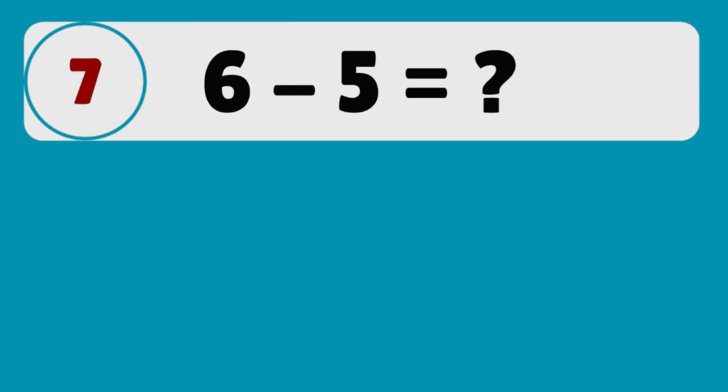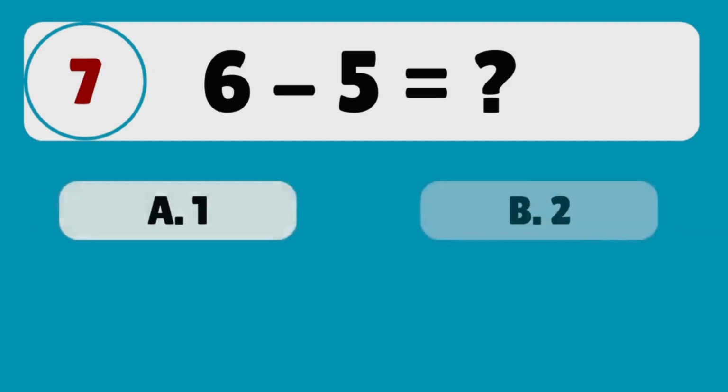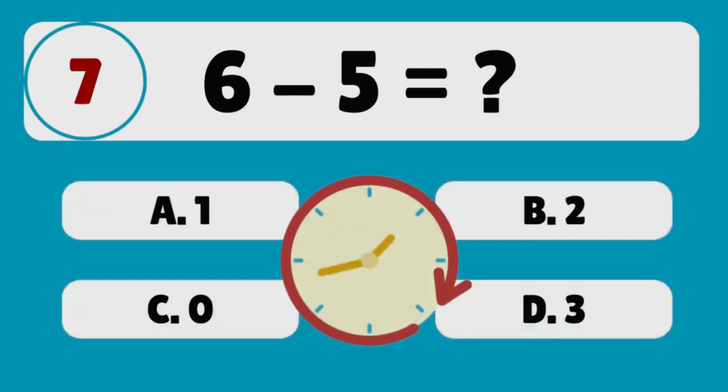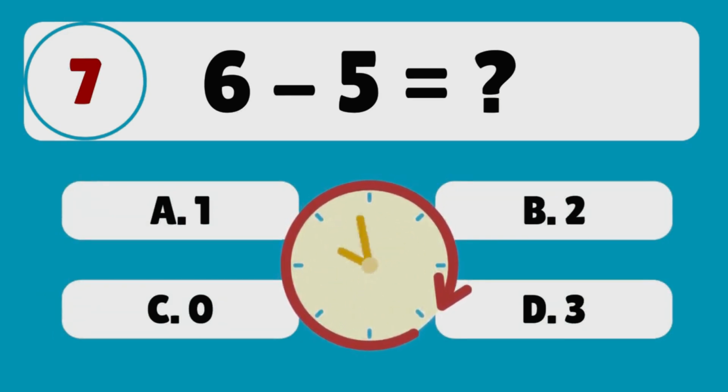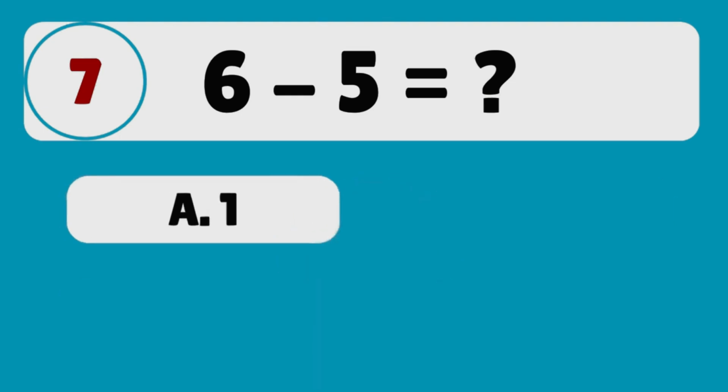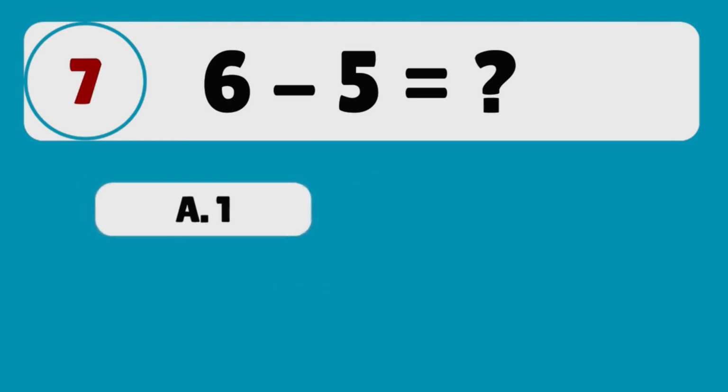Fantastic! Question 7. What is 6 minus 5? The answer is A. 6 minus 5 is equal to 1.